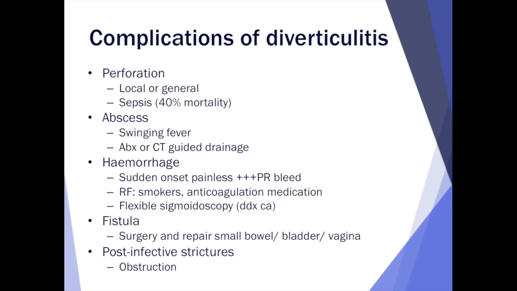Obstruction or ileus usually improve following resolution of the inflammation, but surgery may be required if malignancy can't be excluded from the differential. You can have large amounts of PR bleeding, particularly with patients who are smokers or on anticoagulants. 80% of these resolve spontaneously but may need embolization or surgical resection. And the overall prognosis depends on the severity and inflammation.